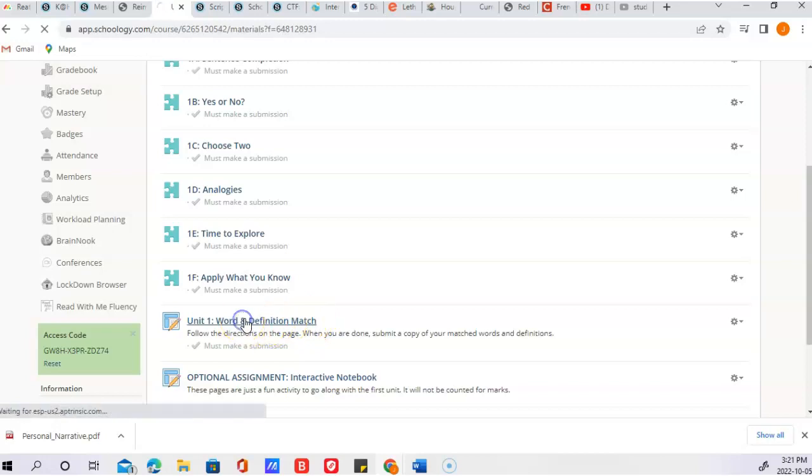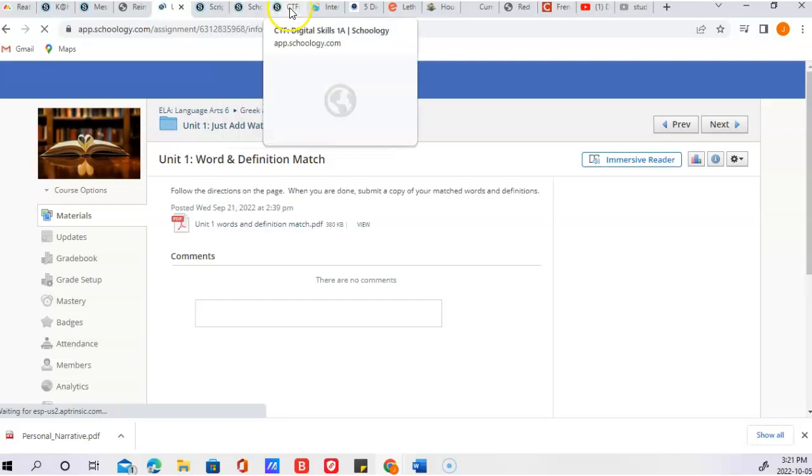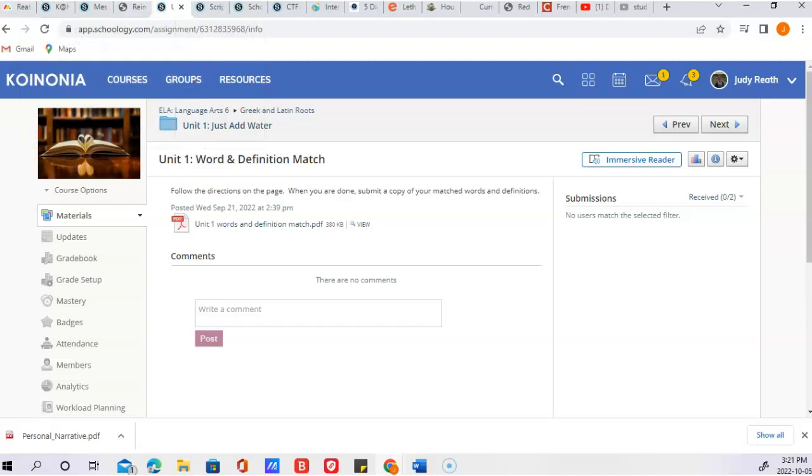The last one is this word and definition match. And let me see if I still have it open somewhere here. I don't think I do. I think I closed it up.